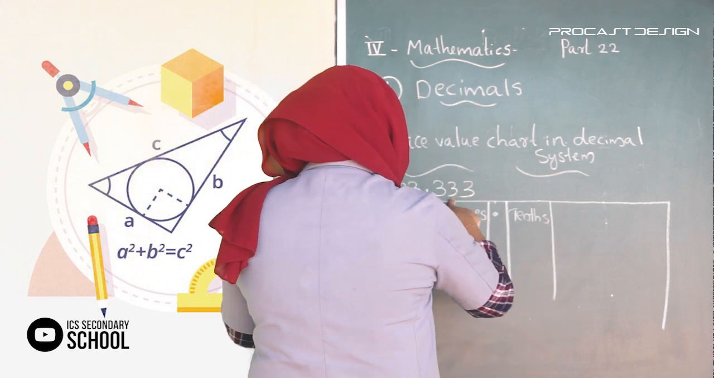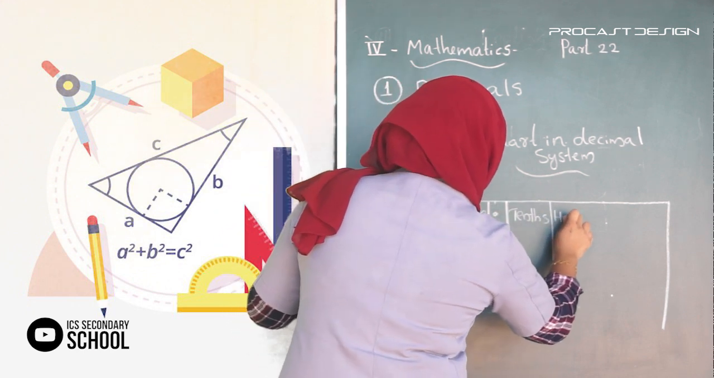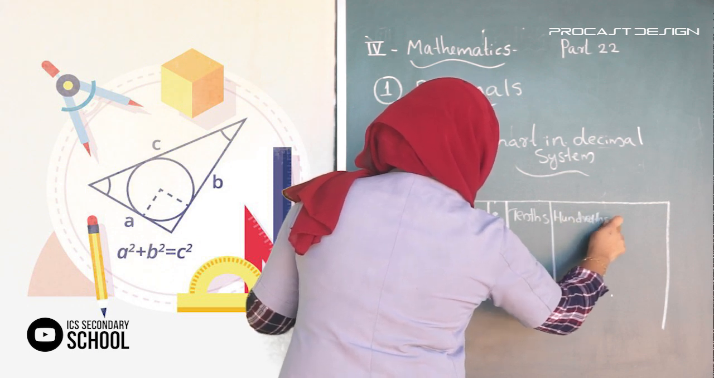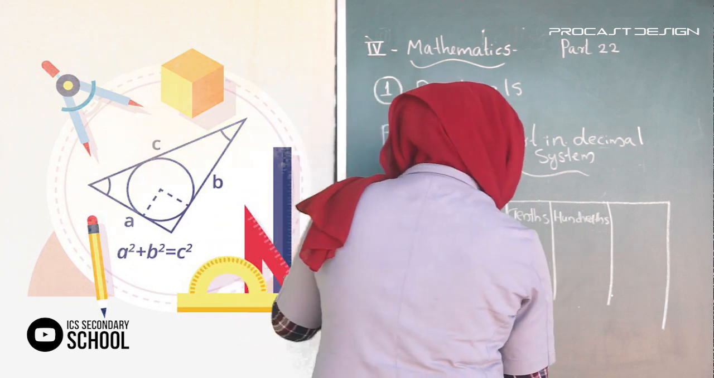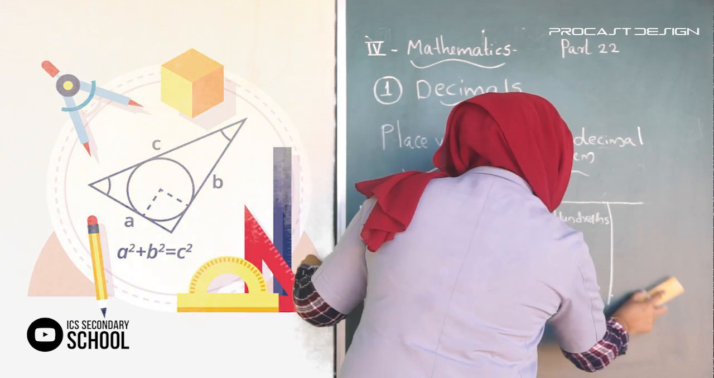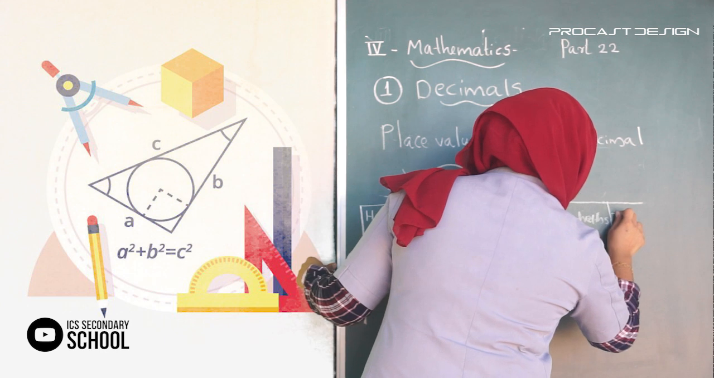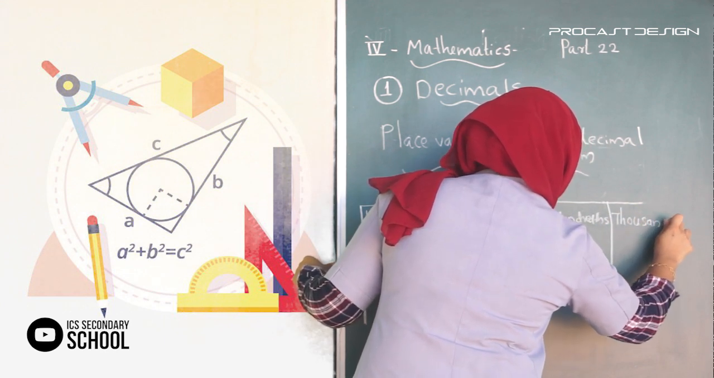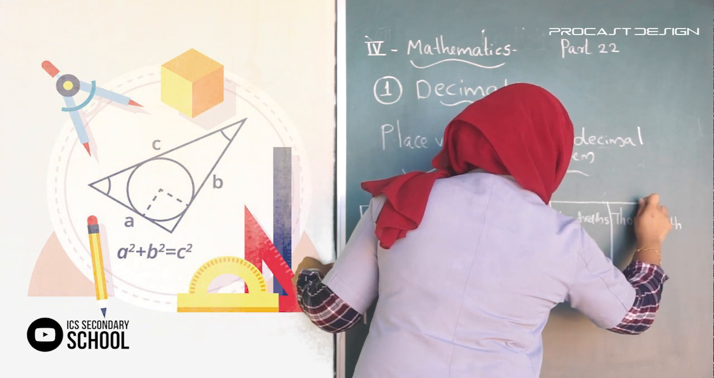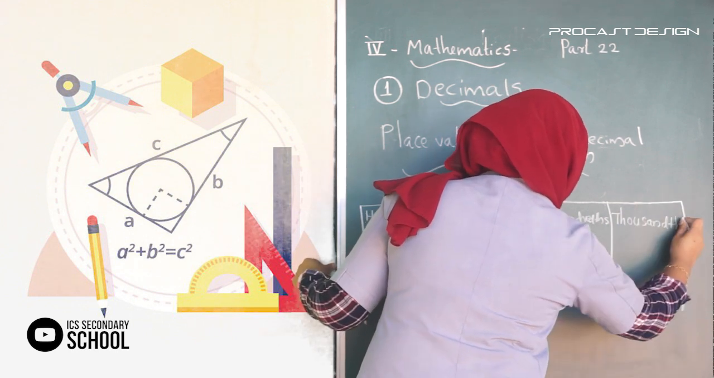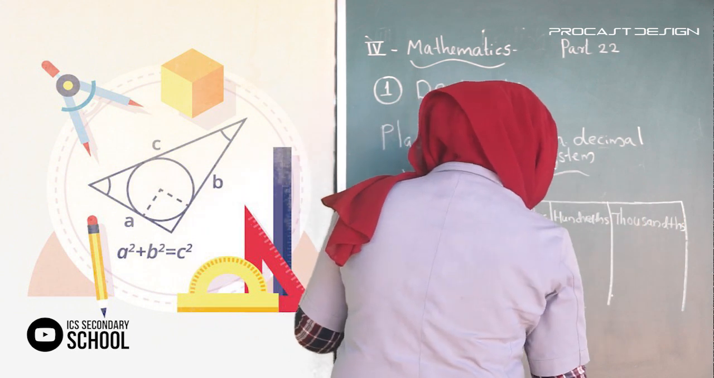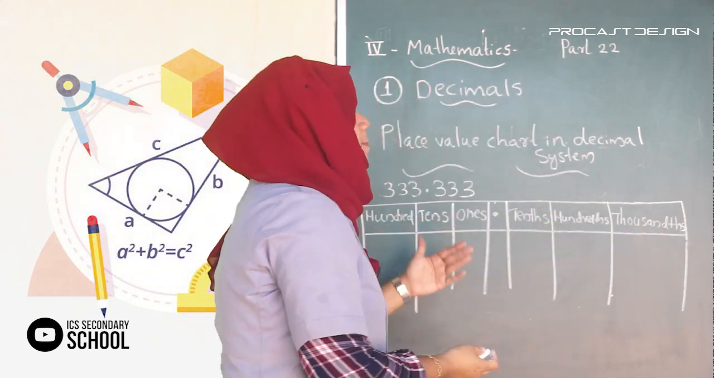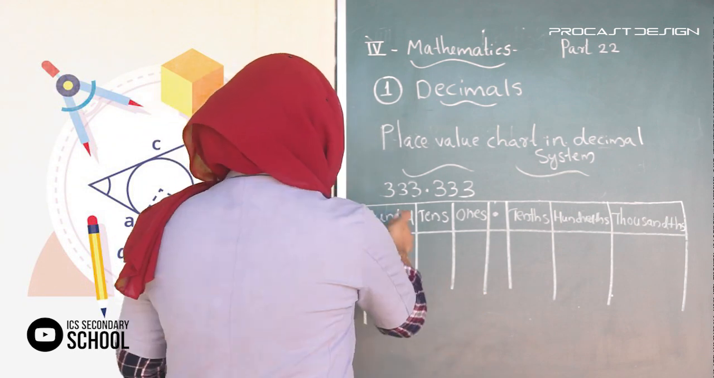Next is hundredths. Hundredths. Then thousandths. Okay. Now we can arrange these numbers in the place value chart.